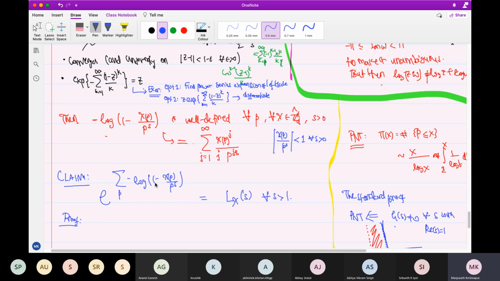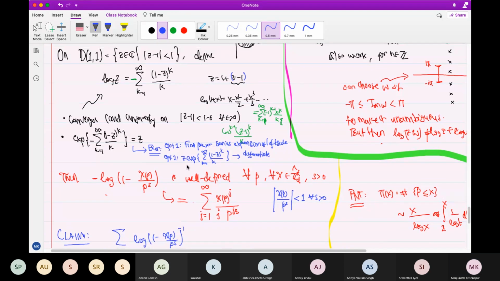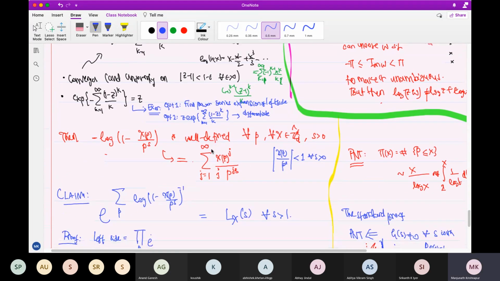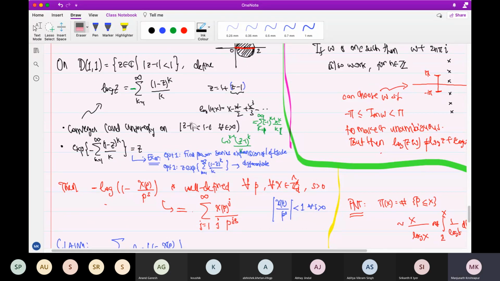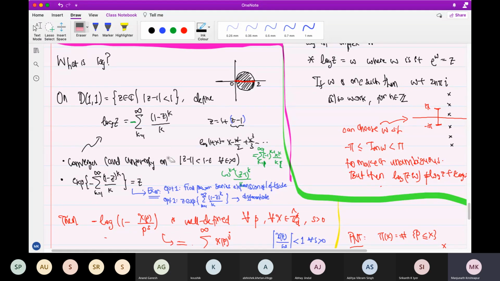Do I take a minus log here? Yeah, that's right, we take e to the minus log. So the left side is the product over p of e to the, well, let me write it like this. Okay, sorry, what is it that I want to say? Yeah, no, that inverse is not there. Actually, sorry, one confusion. 1 minus chi p over p to the s is inside this disk. I have defined the logarithm of that. I have not defined the logarithm of the inverse.